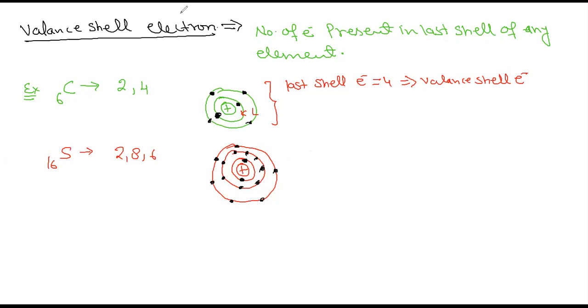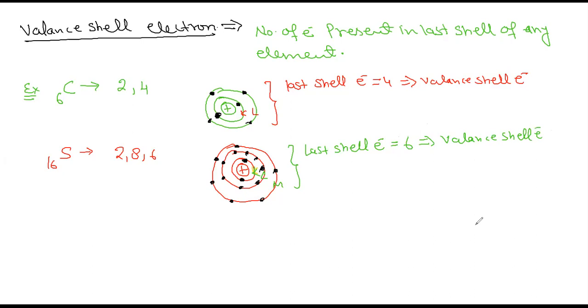So this is the K shell, this is L, and this is M. So the M shell is the last shell. The last shell electrons equal 6. So that is the valence shell electrons, equal to 6.